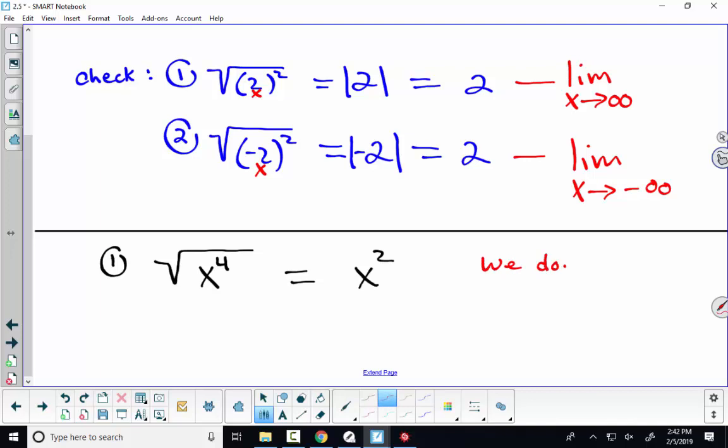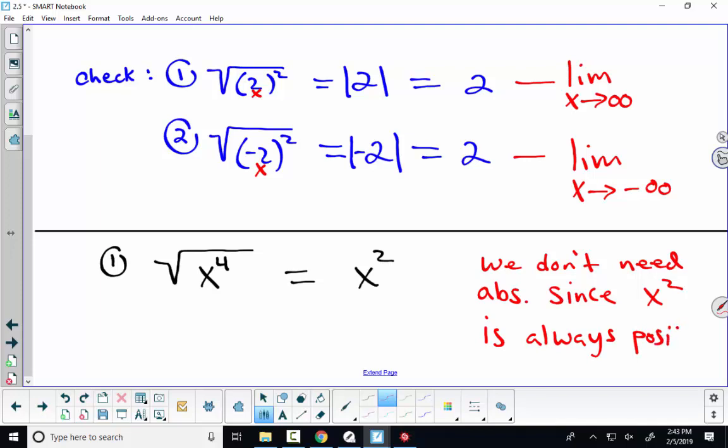I'll abbreviate absolute value, ABS. We don't need absolute value since the result, x squared, is always positive. If that were meant to be negative, you would see it as a negative x squared. But if I square any number, it's always positive.